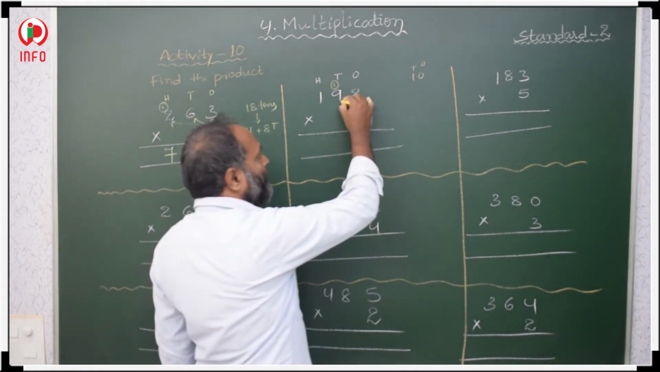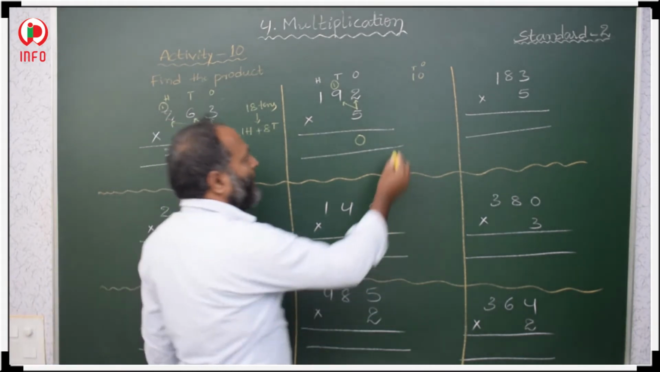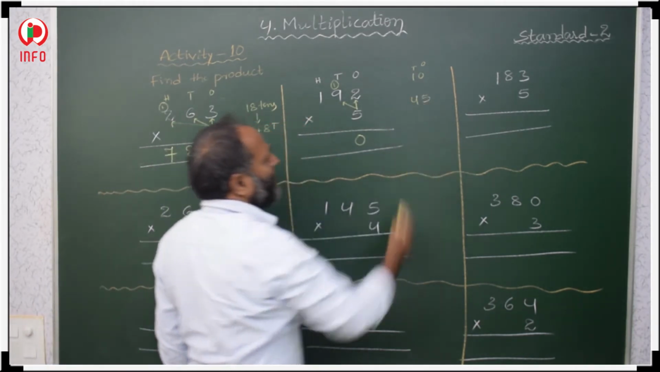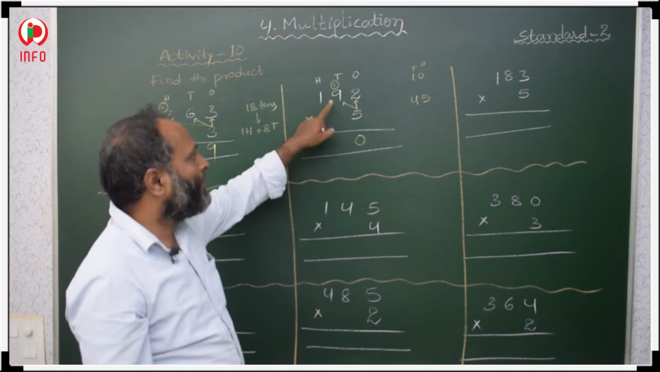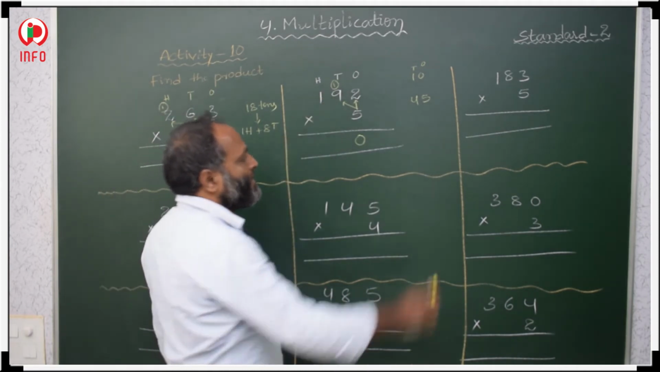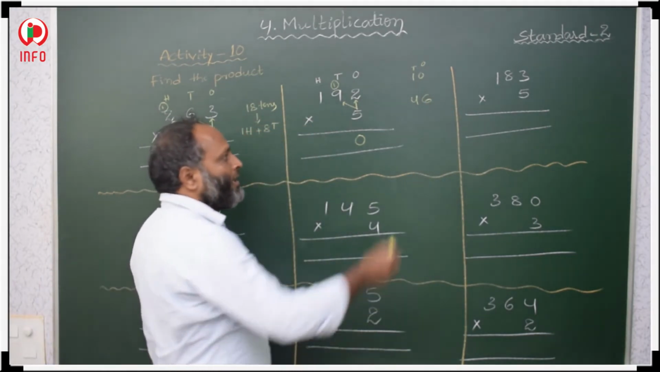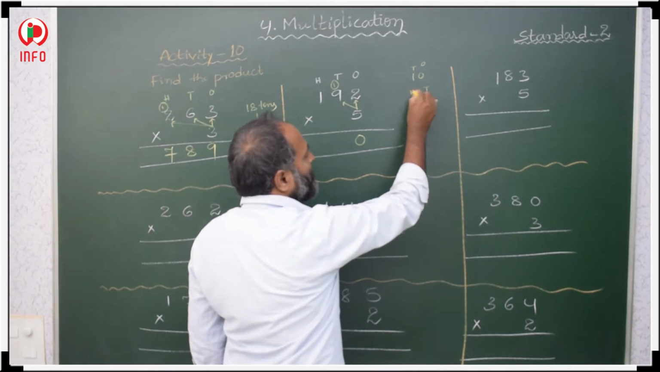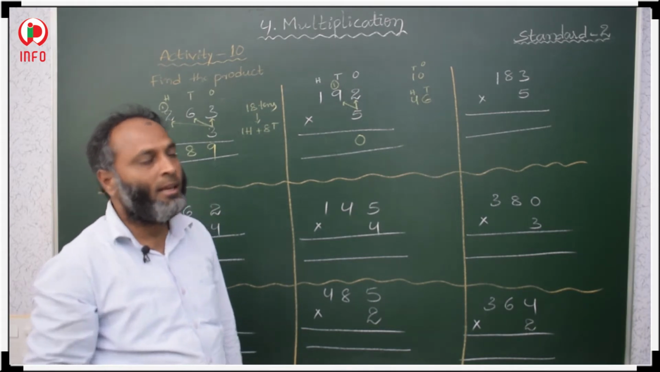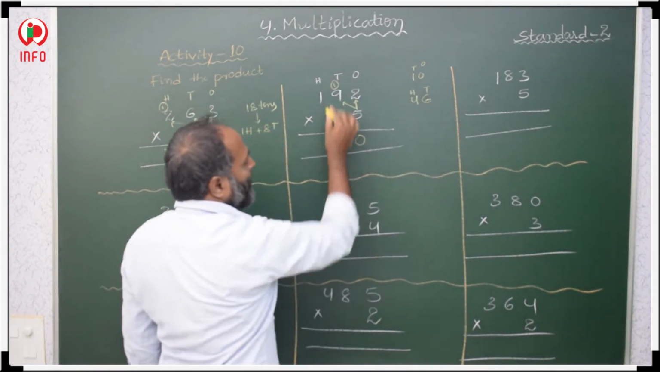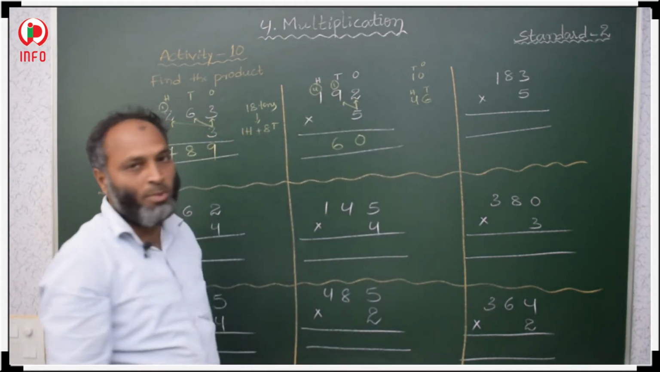Next, 5 with 9 in the tens place. 5 nines are 45, 45 tens. This is in the tens place, that is why 45 tens. 45 plus this one, total 46 tens. What does 46 tens mean? 6 tens and 4 hundreds. It makes 46 tens. This 6 we have to take in the tens place and this 4 we have to carry over to the hundreds place.